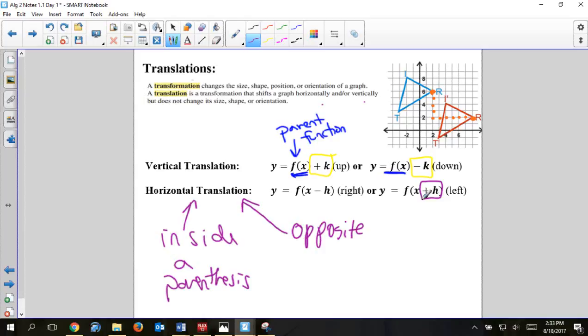If I subtract a number, it actually makes it go to the right. So a little bit confusing because you've got to think opposite if it's horizontal. Anything that we do horizontal is opposite. Vertical is just the way you think it would be.